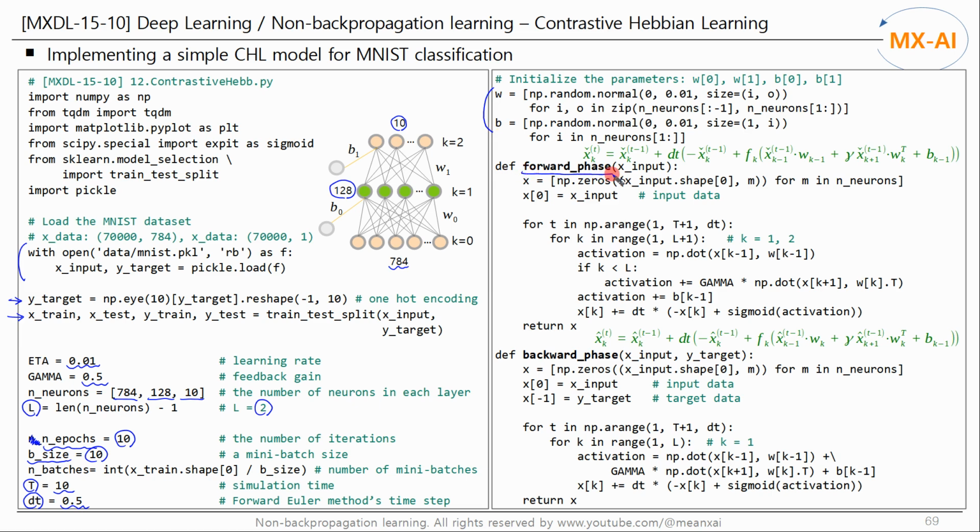Write a function that performs the forward phase. It takes input data and generates output for each layer according to the algorithm we looked at in the previous slide. Next, write a function that performs the backward phase. It receives input data and target data and generates the output of the hidden layer.